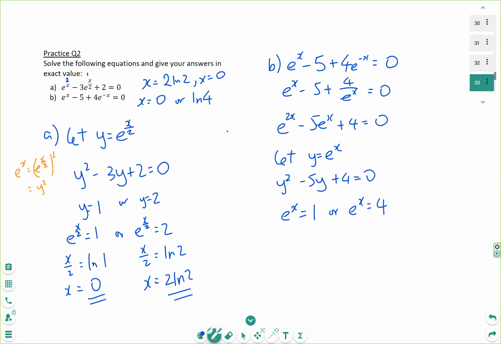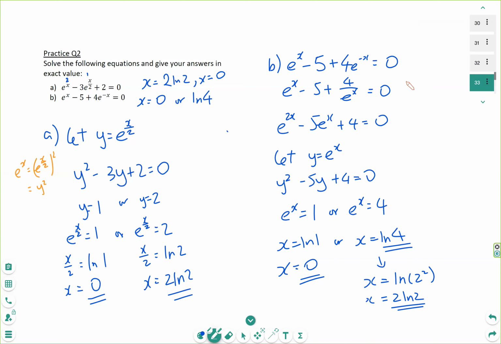So you take ln on both sides: ln 1 or x equals ln 4. So ln 1 is 0. Now, x equals ln 4. 4 is a square number. So this is perfectly fine, but sometimes they'll also ask you to put it in ln 2 format or something. So we can rewrite x equals ln 2 squared, which is 2 ln 2 as well. So both answers actually give the same answer.